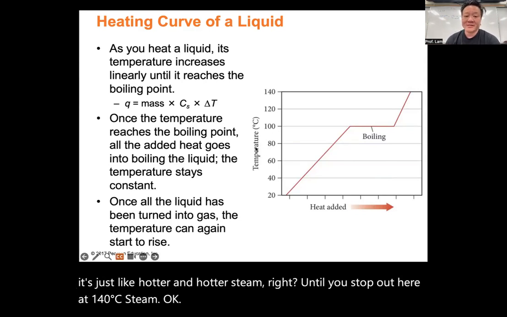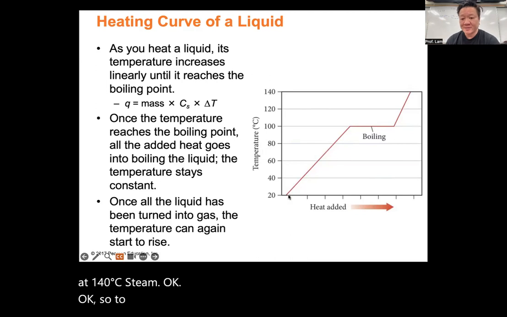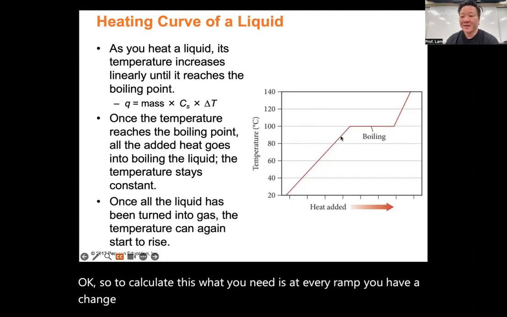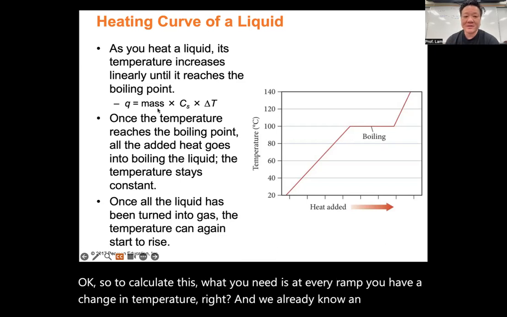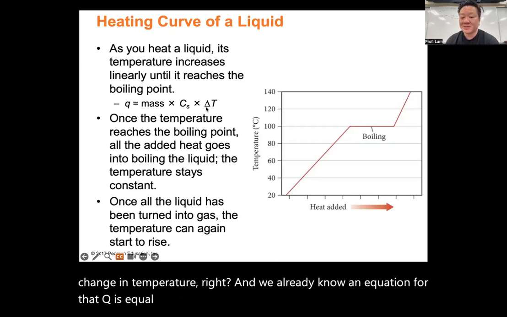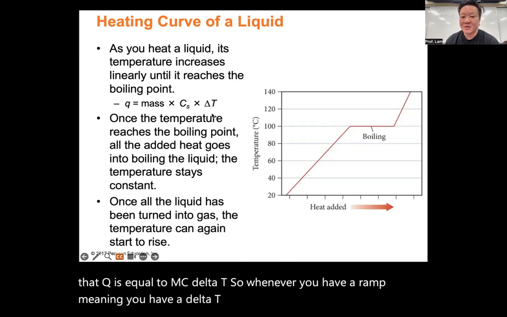Okay, so to calculate this, what you need is at every ramp, you have a change in temperature, right? And we already know an equation for that. Q is equal to MC delta T. So whenever you have a ramp, meaning you have a delta T, you can use this equation. Q measures the heat, remember?